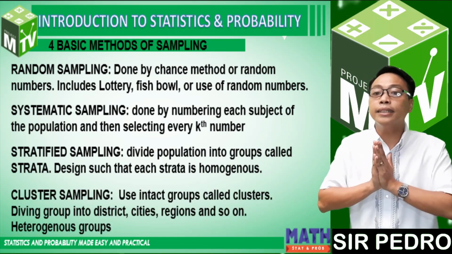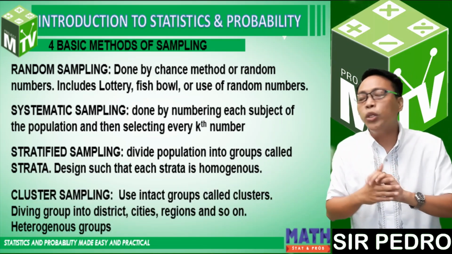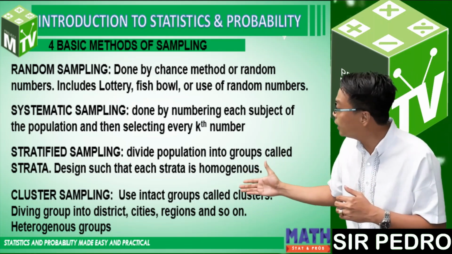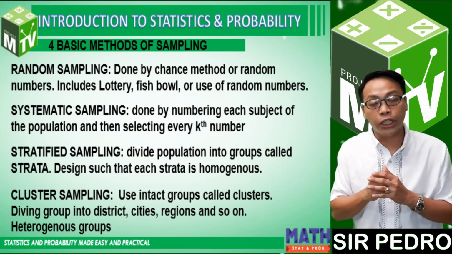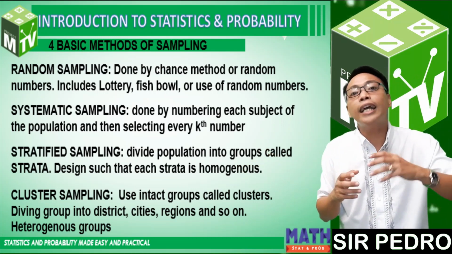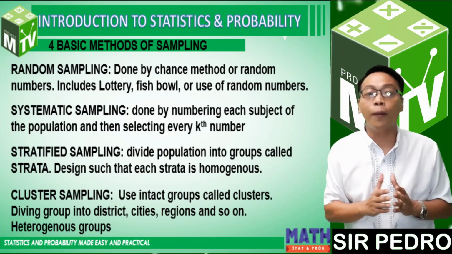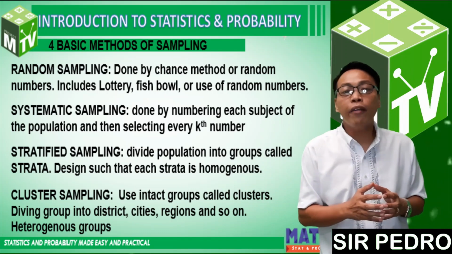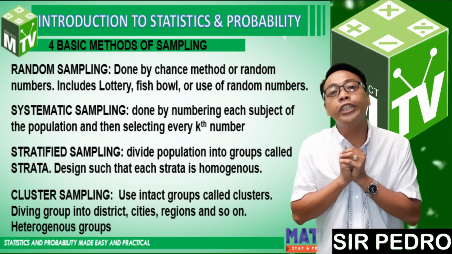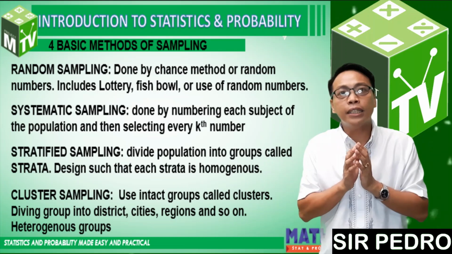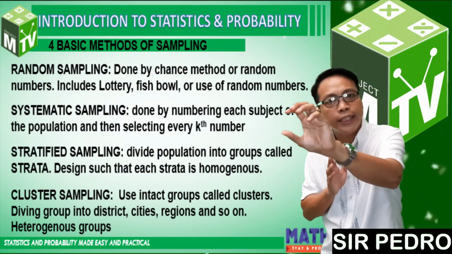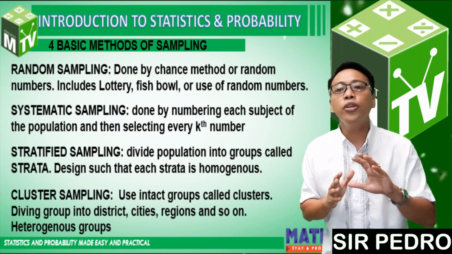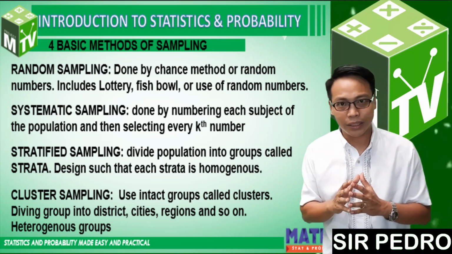Next is cluster sampling. In cluster sampling, we use an intact population called cluster, and we divide the group into districts, cities, or region. Ideally, we use cluster sampling for location format. Right? Because in cluster sampling, you have groups which are heterogeneous in form. Stratified sampling, your groups are homogeneous and you are using strata. Cluster sampling, your groups are heterogeneous and you are using clusters.